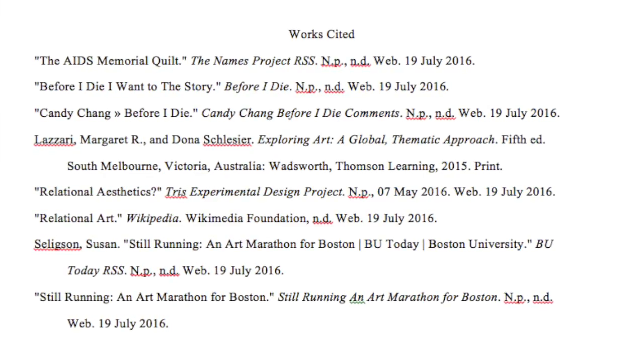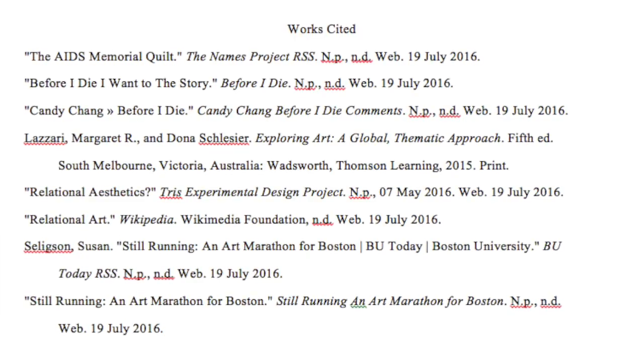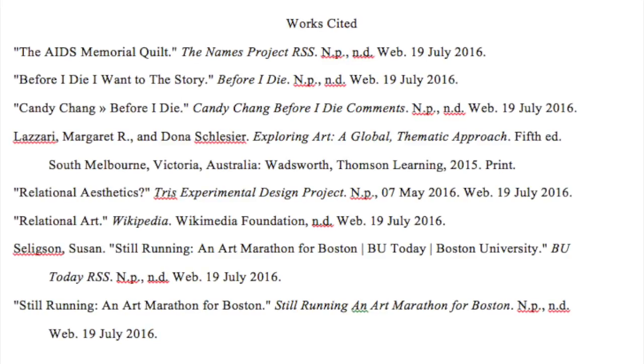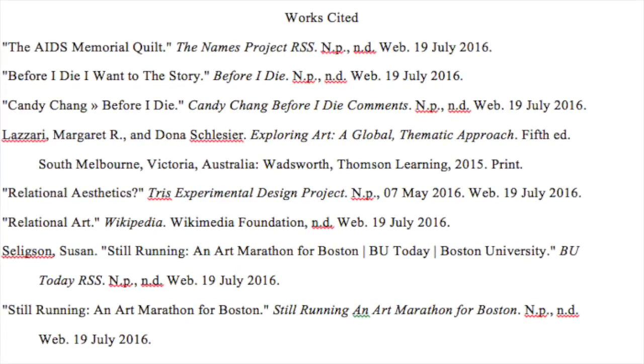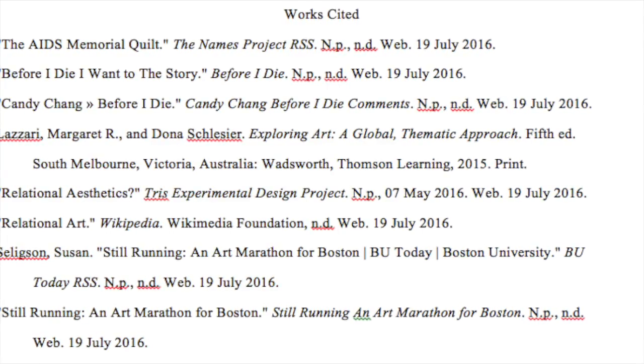I had no idea what relational aesthetic was before this class, so I'm so glad I got to research this and learn how much this relates to my major. Many people think that art is just for looking at, but after this class, I learned that there is so much more and powerful to art. It can really bring a community together.